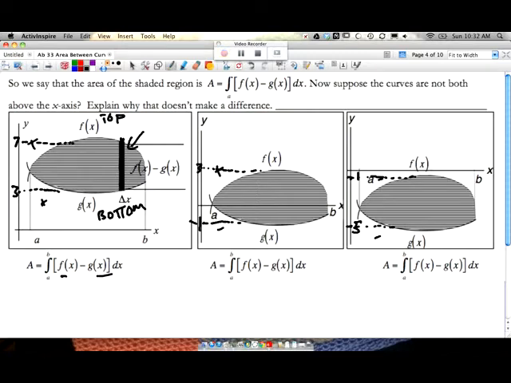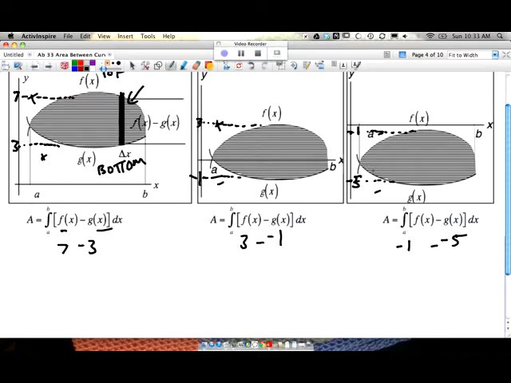If we're doing a top number minus a bottom number, that's like 7 minus 3. Then when we go across the axis, we would have 3 minus -1. And for the third one, we'd have -1 minus -5. No matter how you place it, whether it's high, medium, or low, across, both below or both above, you still come up with the same number, 4, in each case. Which means, really, that it doesn't matter.